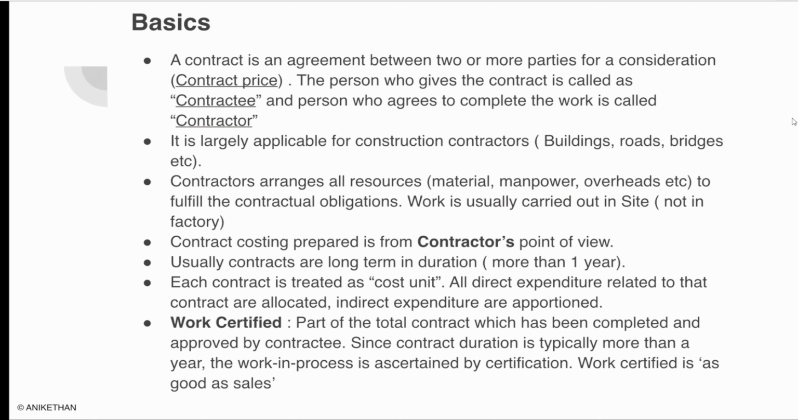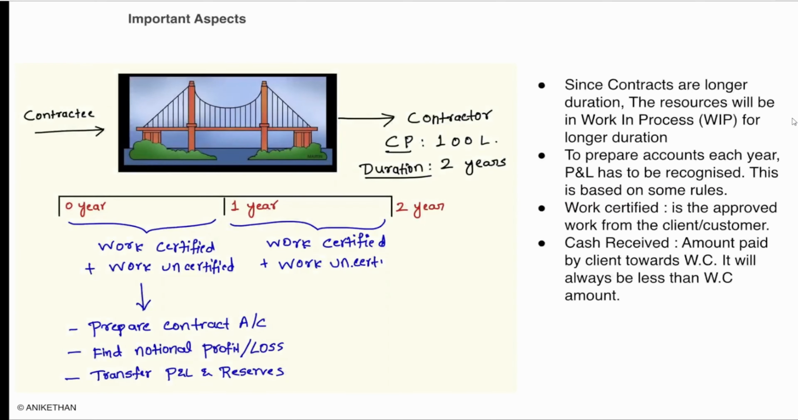Because they are long duration projects, there has to be a separate contract account prepared to recognize how much profit should be taken to your income statement. So that is the whole purpose of preparing the contract account. In contracts, there is something called work certified or work approved. So let's understand this with an example.